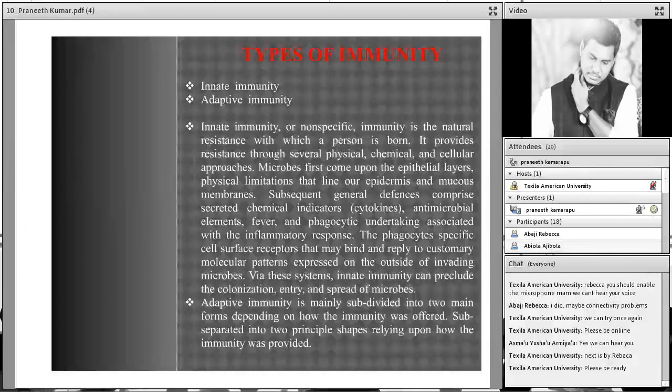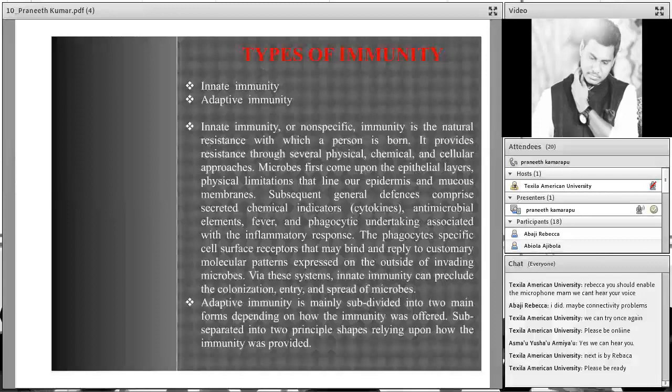Microbes first come upon the epithelial layers and physical barriers that line our epidermis and mucous membranes, and subsequent general defenses comprise secreted chemical indicators like cytokines, antimicrobial elements of fever and pathogenic activity associated with the inflammatory response.